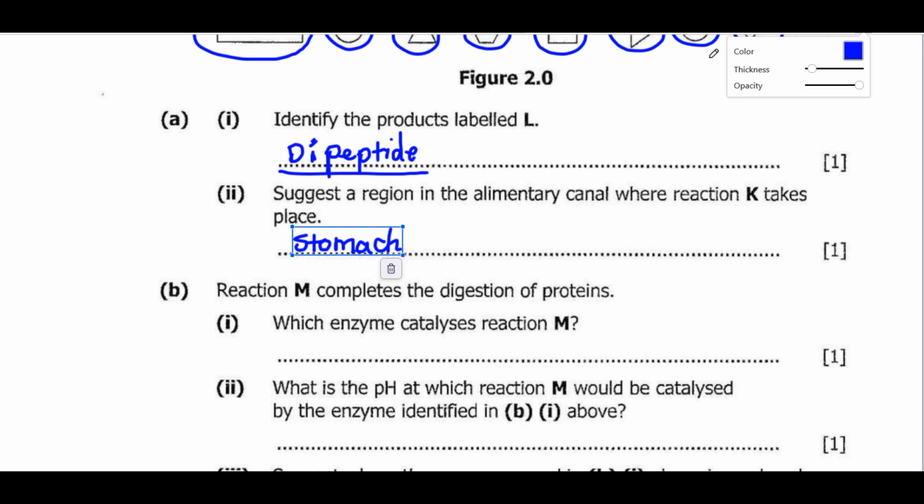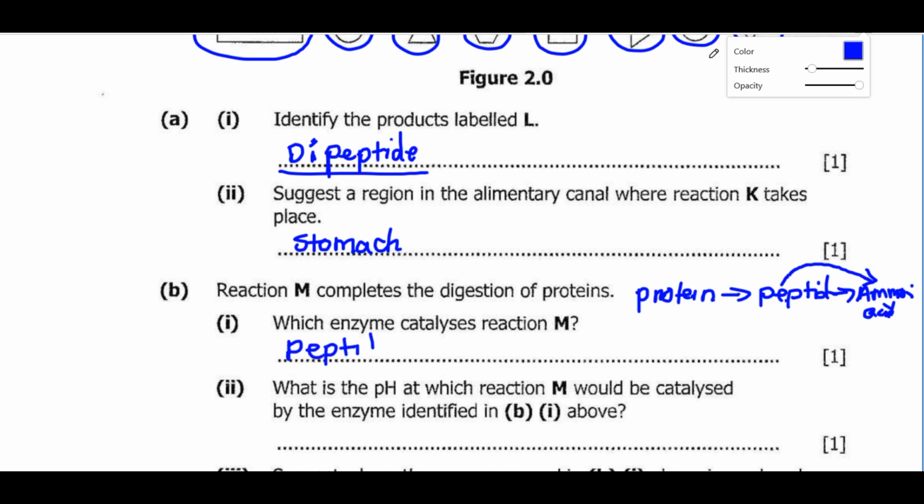Then let's look at B. Reaction M completes the digestion of proteins. Which enzyme catalyzes reaction M? So we are looking at we have protein. So protein broken down into peptide. Then the peptide broken down into amino acids. So the amino acids are the end products. So the question is, which enzyme or enzymes are responsible to change the peptide into amino acids? So among those enzymes, you just have to get the name peptide. So you just have to say peptide, then you end with ase. So you just add the ase. So whatever that you have here, you remove the e, then you end with ase. So peptidase is the enzyme.